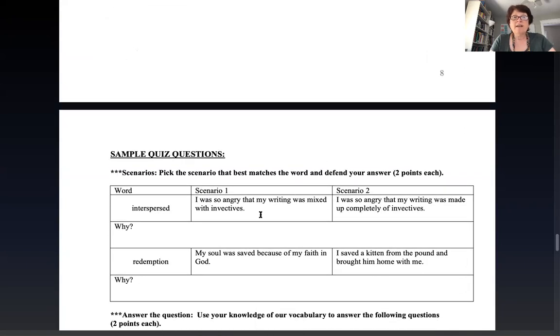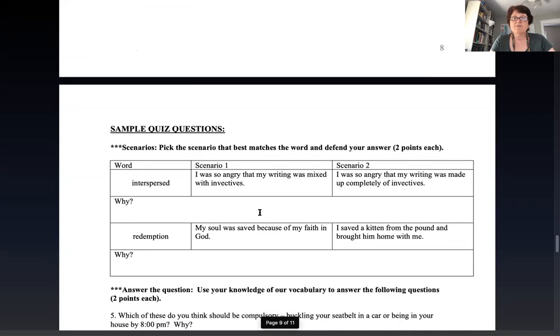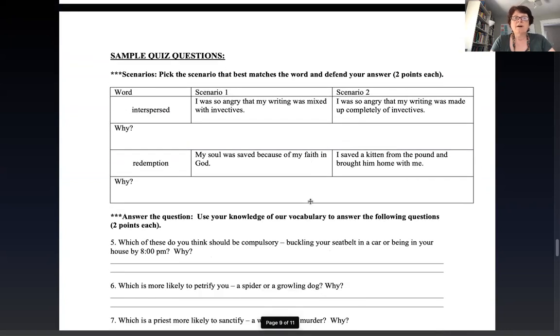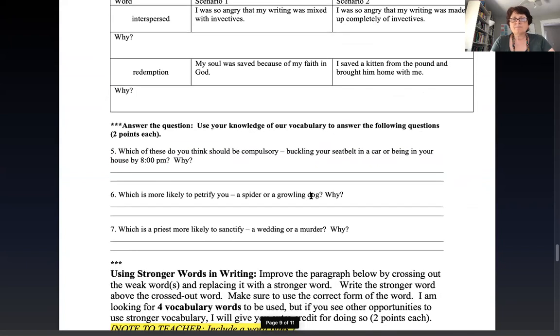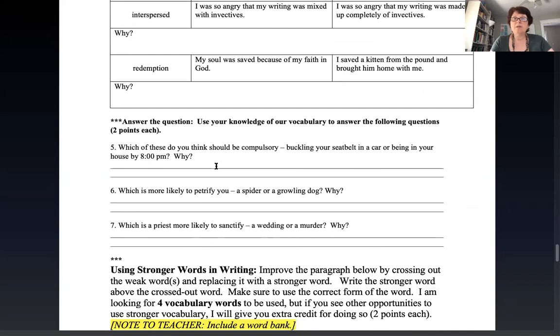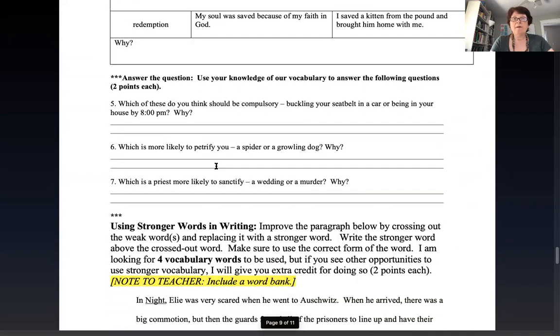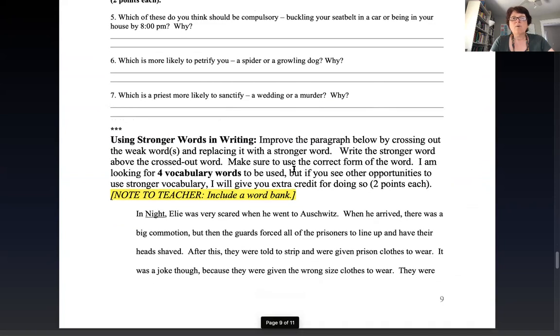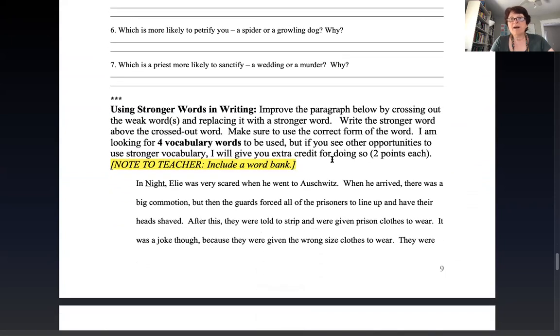Now we have a variety of different kinds of quiz questions. One is, of course, the scenarios I was just discussing. Another is giving situations and getting students to explain them using the vocabulary. Another way is to give them a paragraph in which the paragraph originally had the vocabulary words in it and you took those words out and replaced them with easier words, and it's a good idea to give students a word bank in this case.